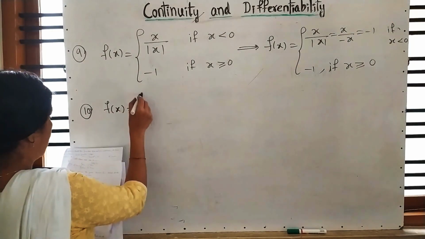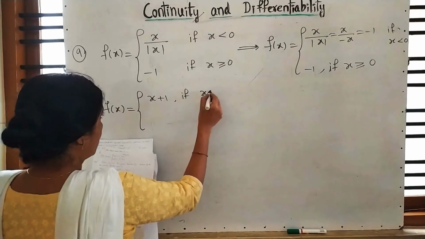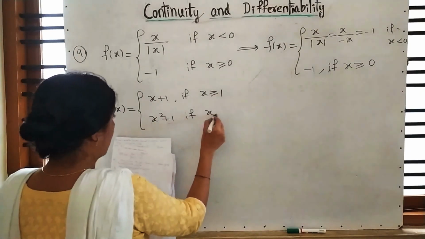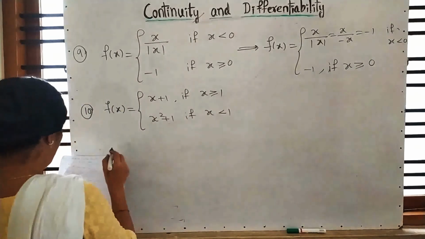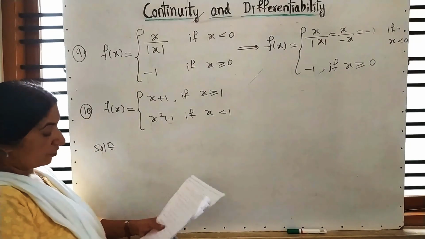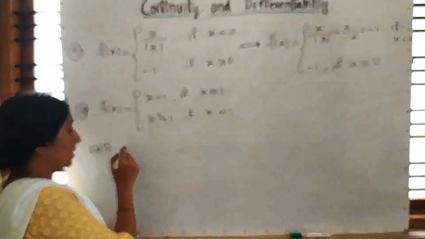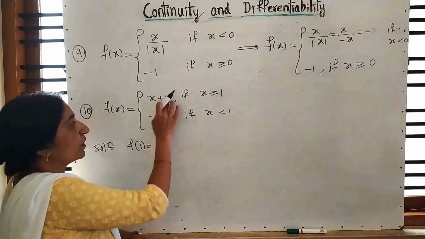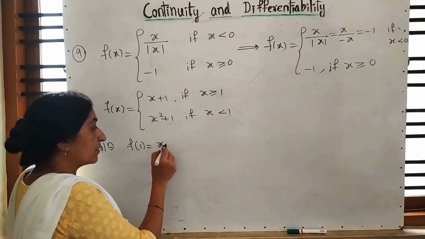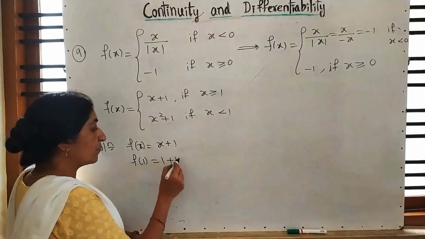F of x is equal to x plus 1 if x is greater than or equal to 1 and x square plus 1 if x is less than 1. Here, very simple. Shall I give this as a homework? No, I will solve this question. So, at what point we have to check? We have to check at x is equal to 1. F of 1. Which function you are taking, first one or second one? Of course, first one, because here we have an equal sign. First write down f of x like that. F of 1 is equal to 1 plus 1, that is 2.